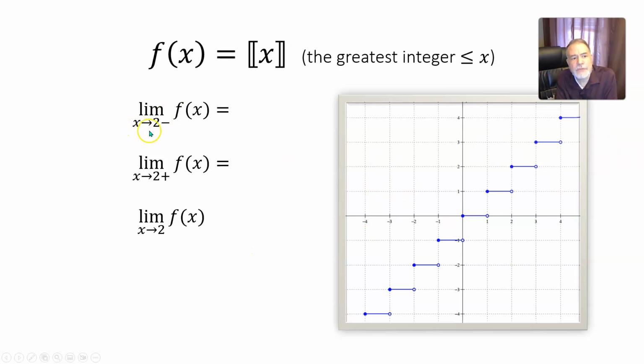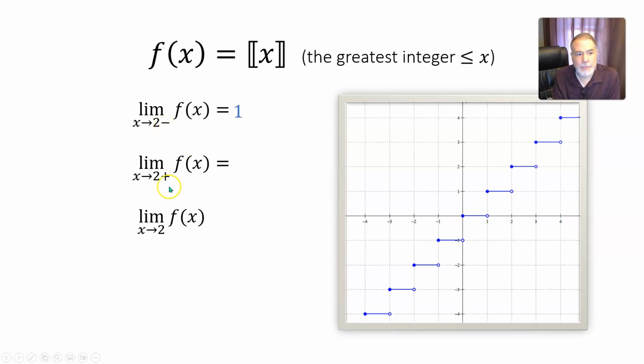Now, what's the limit of this function as x approaches 2 from the left? That means we're thinking about x's that are less than 2. And as long as x is even a little bit less than 2, like something like 1.99, what do you get out of the function? You get that number rounded down to 1. So no matter how close x gets to 2, as long as x is less than 2, f of x is close to, and in fact equal to, 1. So that's the limit as x approaches 2 from the left.